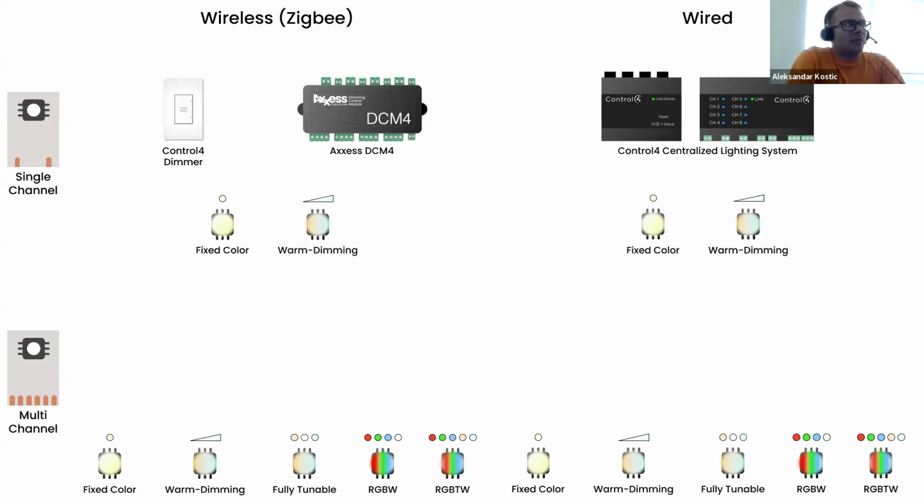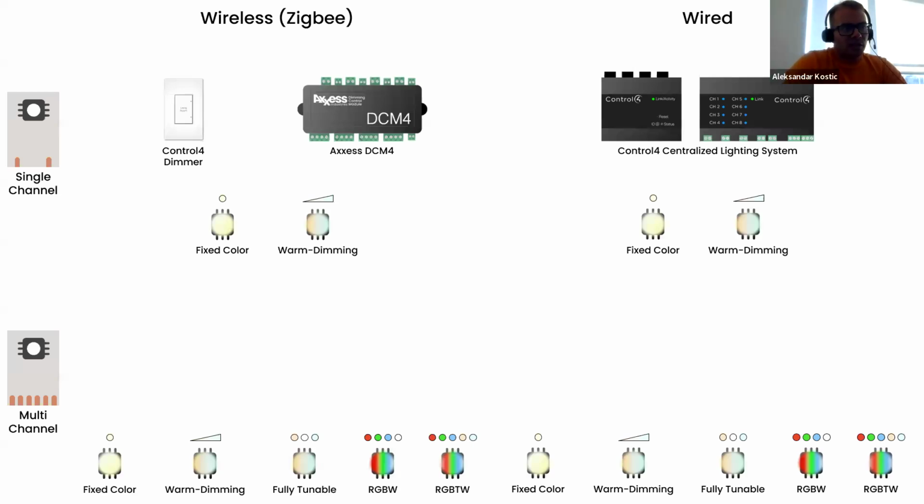And besides wireless control, we have wired control. This is our traditional panelized lighting system, where you can control dimming on the lights connected to it, and it consists of wired keypads and 8-channel dimmer and relay modules. So that is single channel control.